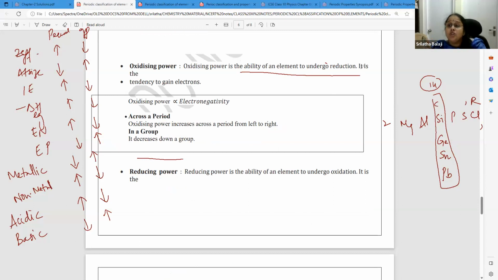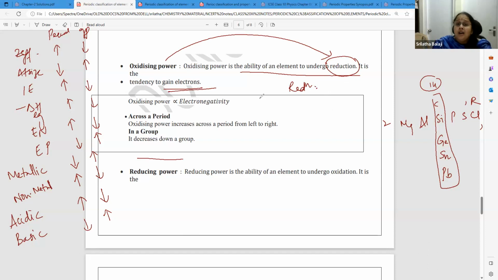So oxidizing power is not the ability to undergo oxidation. Many take it the wrong way. Please don't take it that way. Ability of an element to undergo reduction. Please mark this, not undergo oxidation. So it can effectively act as an oxidizing agent. Okay. What is oxidation? What is reduction? Reduction is gaining of electrons.